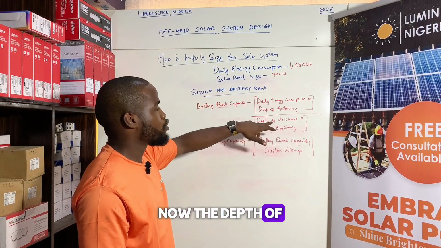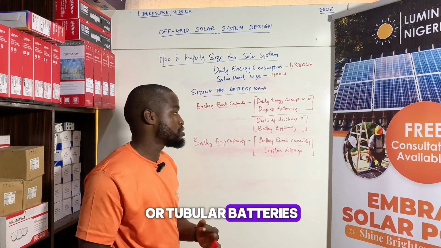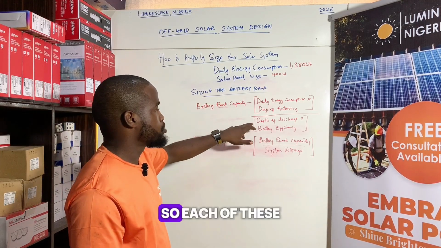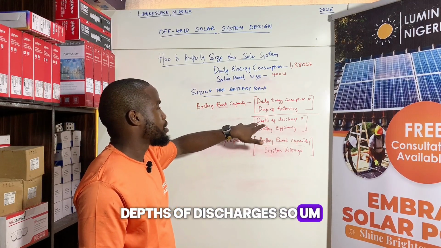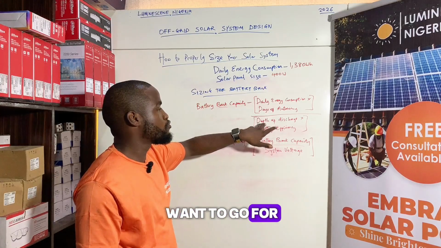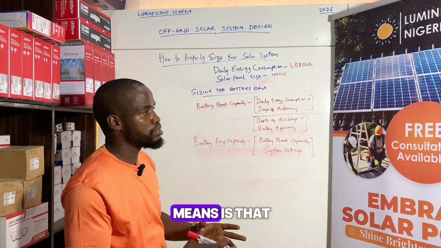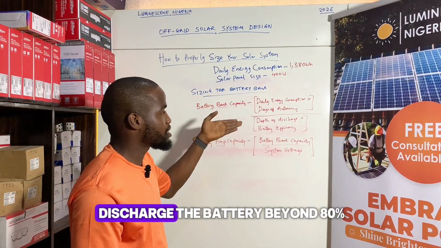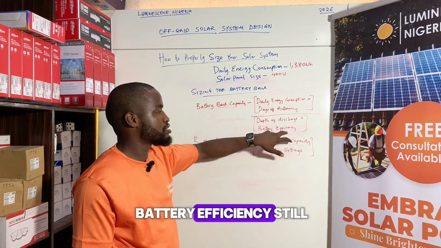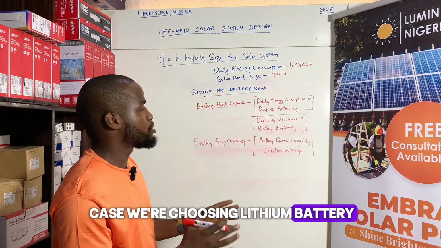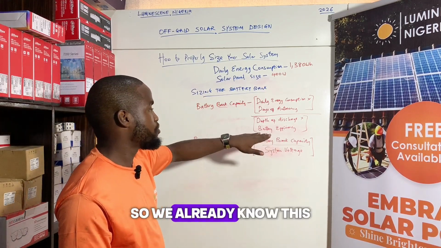Now, the depth of discharge. For the kind of batteries, there's a gel battery, there is wet cell or tubular batteries, and there is lithium battery. Each of these batteries has a different depth of discharge. In this case, we want to go for lithium battery. A lithium battery has 80% depth of discharge. That means it's advised not to discharge the battery beyond 80%. Next thing is the battery efficiency. Still choosing lithium battery, the efficiency of lithium battery is 95%. So it's 95% efficient.